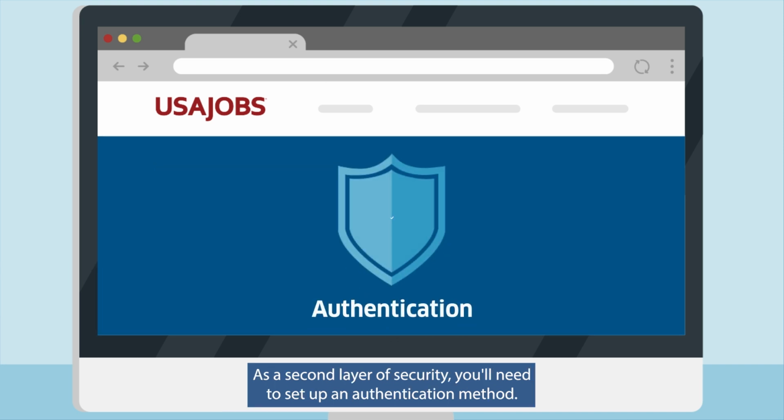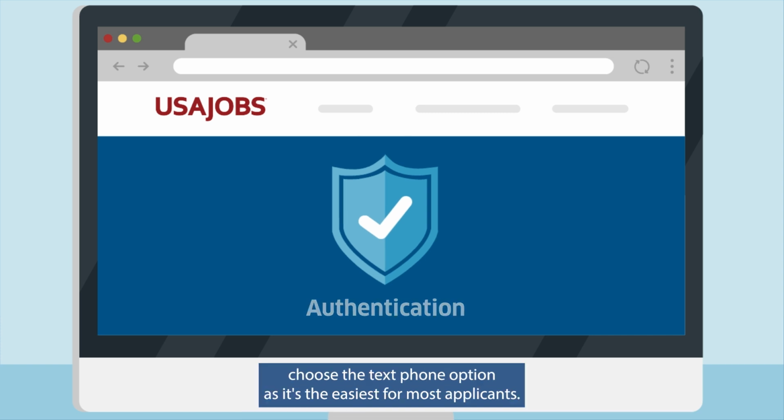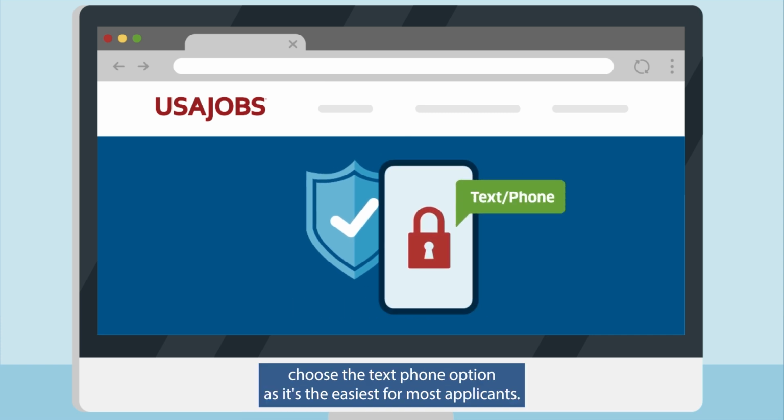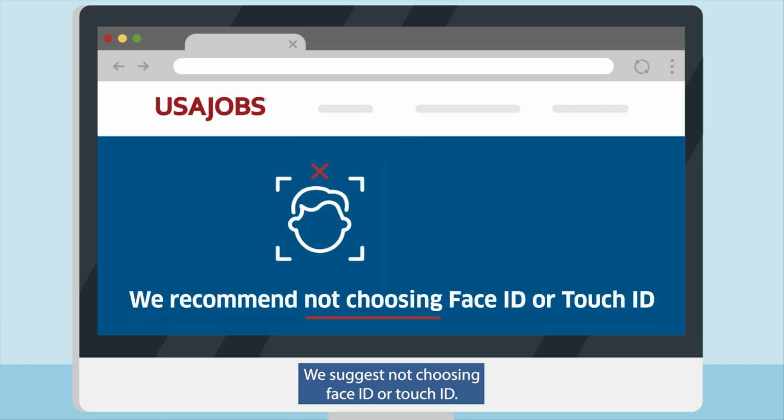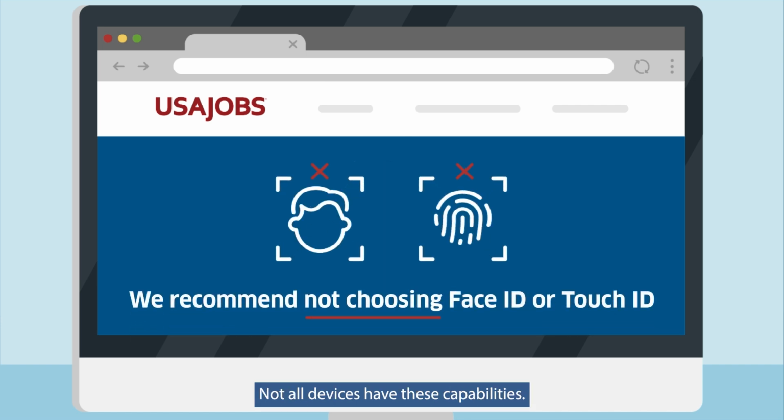As a second layer of security, you'll need to set up an authentication method. We recommend you choose the text phone option, as it's the easiest for most applicants. We suggest not choosing Face ID or Touch ID. Not all devices have these capabilities. You may have difficulty logging in later.